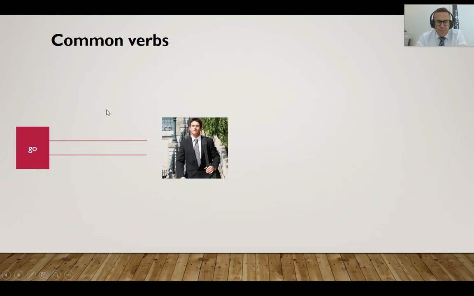Go. Go to work. Go to bed early. Go out a lot. So this is a nice use of go. Notice go out changes the meaning a little bit. It means go to restaurants, go to malls, leave your home a lot.